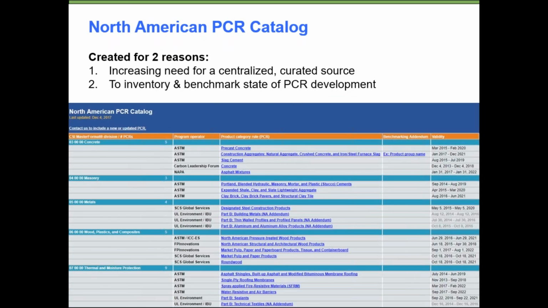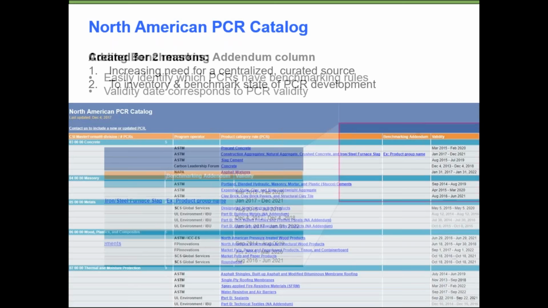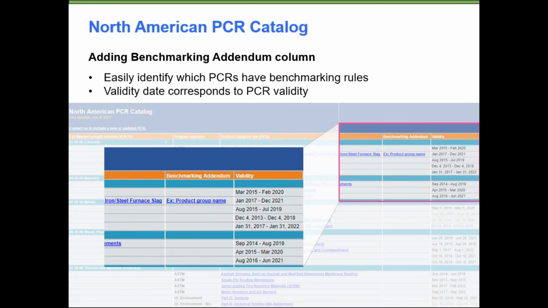Related to this, I'll give you a quick intro. So we created the North American PCR catalog for two reasons. There was a need for a centralized source of PCRs, and we wanted to benchmark the state of PCR development in North America. And now what we can do is add a column for benchmarking addenda. So this way you can easily identify which PCRs have benchmarking rules. Here's an example. And the validity date still corresponds to the validity of the PCR.